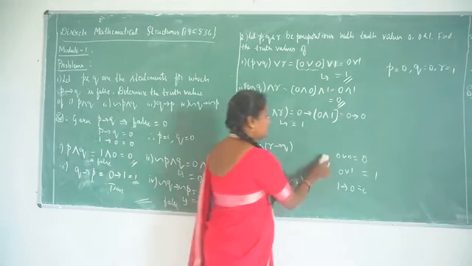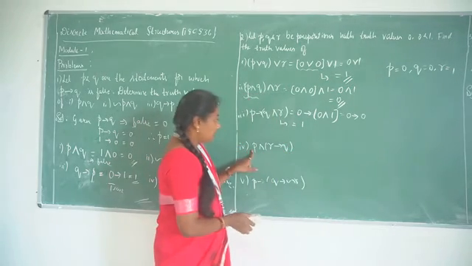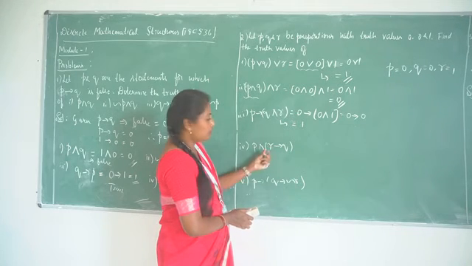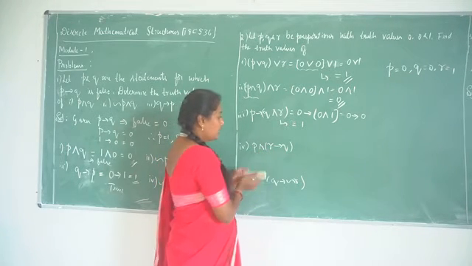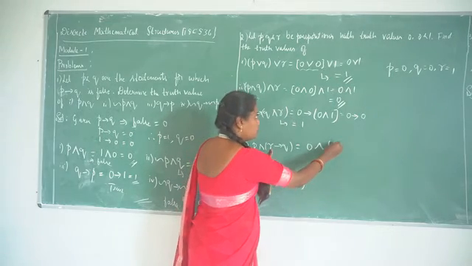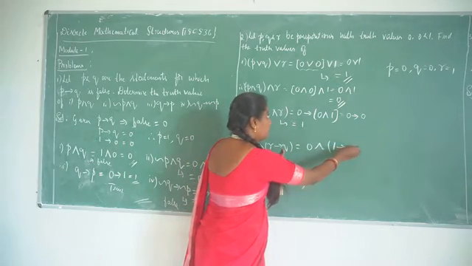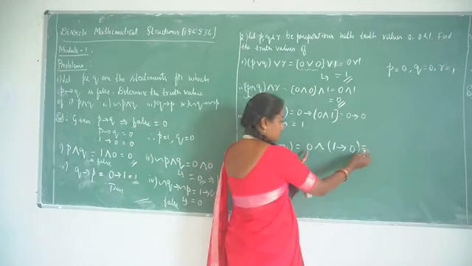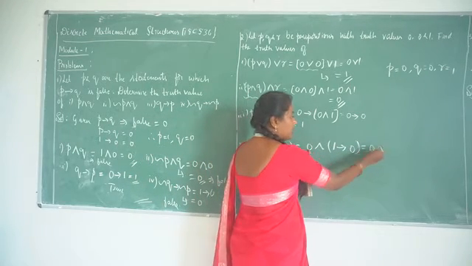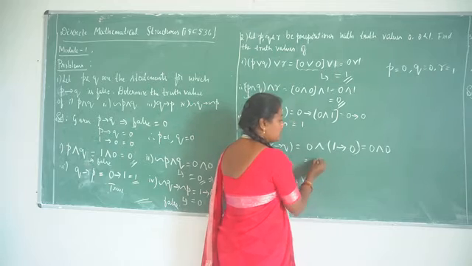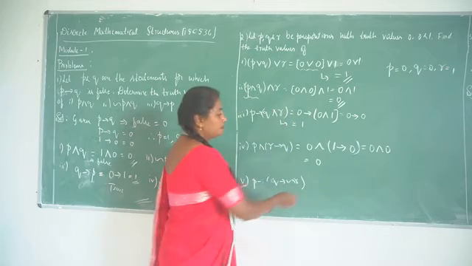And the next one, P and if R then Q. This is if R then Q. The P value is 0 and the R value is 1, then the Q value is 0. So 1 to 0 value is 0, and the 0 remains as it is, then 0 and 0 is 0.